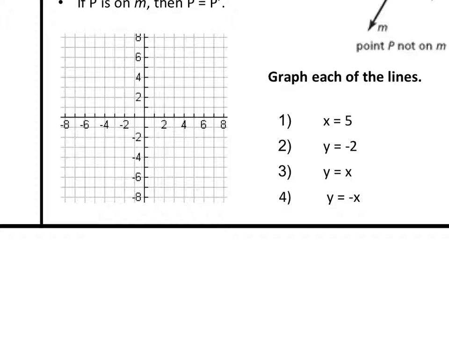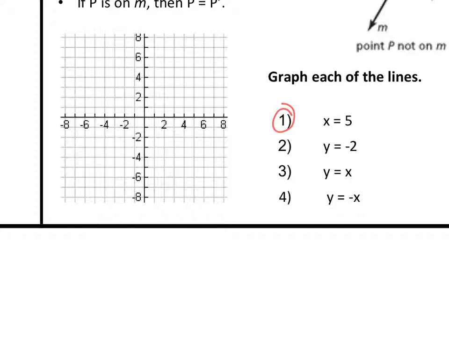Horizontal lines have a slope of 0, and they're y equals a number. So if it's y equals negative 2, it should be a horizontal line. Vertical lines are undefined. They're straight up and down. And slope dude says undefined, so he falls off a cliff. And they're x equals a number. So x equals 5 is going to be a vertical line, up and down. So let's do the first one. x equals 5. Do it in red.